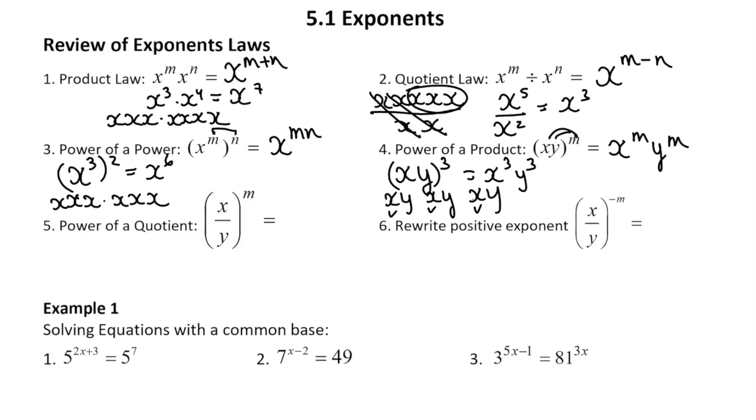The power of a quotient law would be x to the m over y to the m. This m on the outside of the bracket belongs to both the numerator and denominator. So if you had something like, let's say, x over y to the power of 3, we know that that becomes x cubed over y cubed.